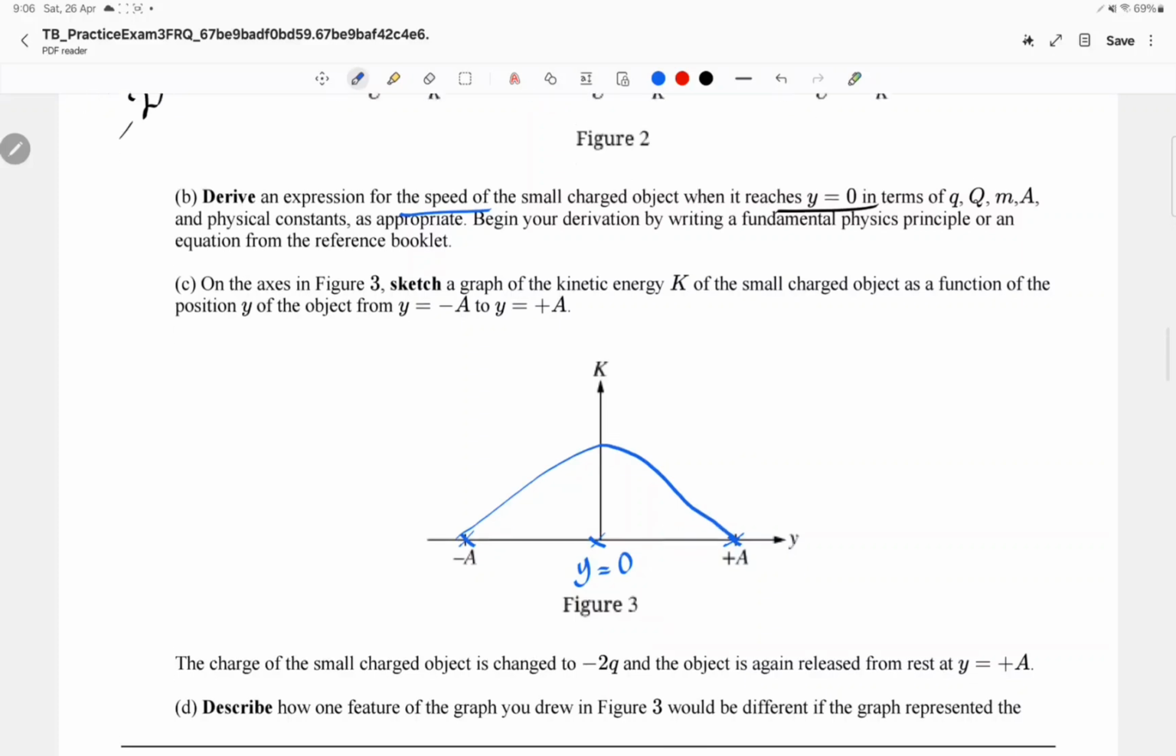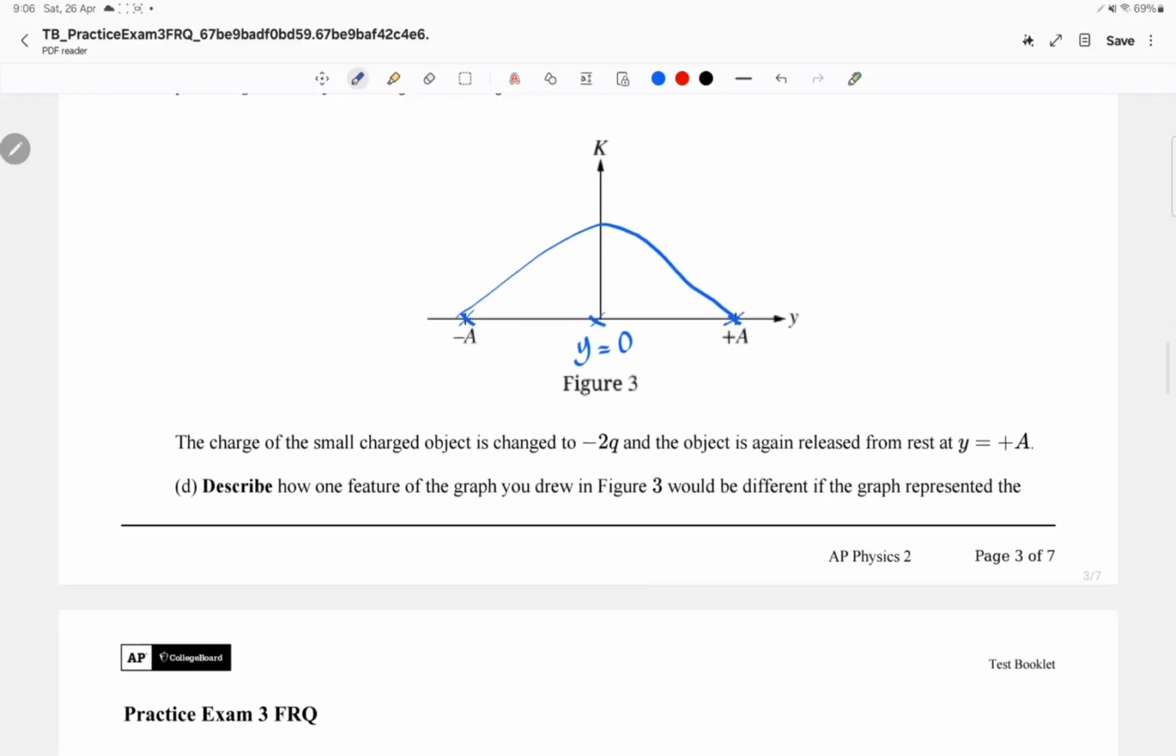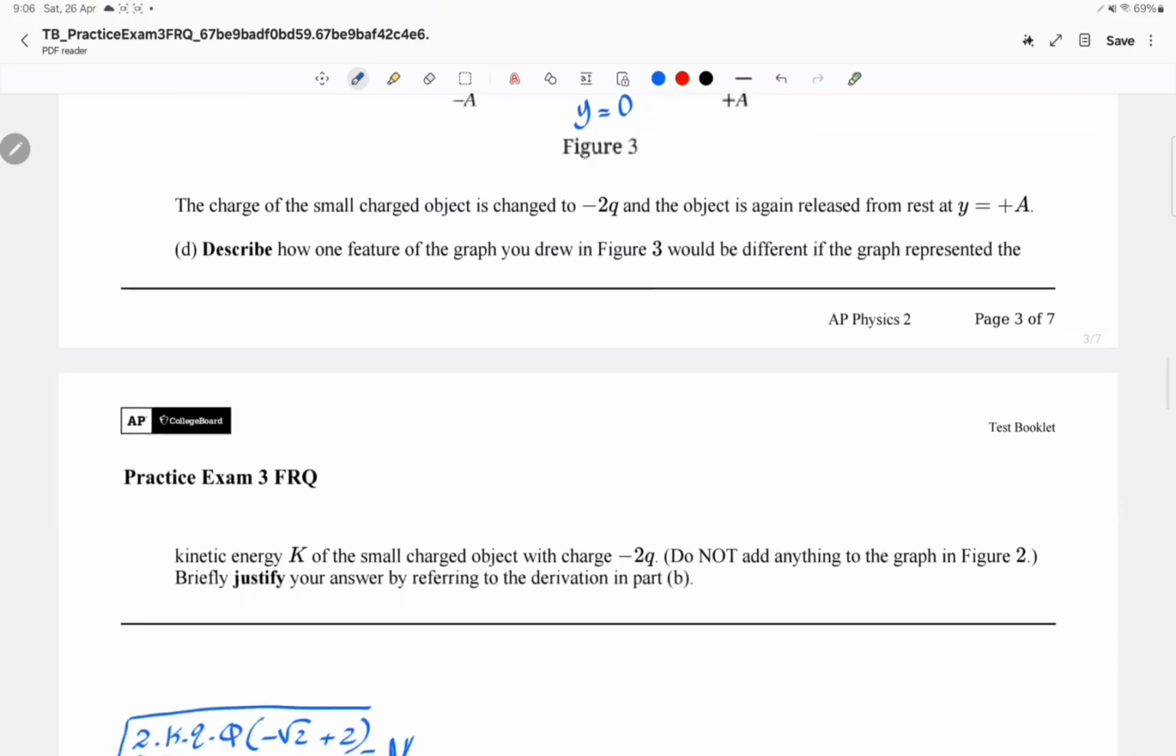Okay. The charge of the small charged object changed now to negative 2q. And the object is again released from rest at y plus a. Describe how one feature of the graph you drew in figure 2 will be different. One second, I don't think like that.